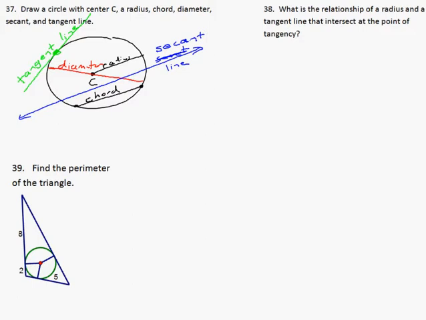What is the relationship of a radius and a tangent line that intersect at the point of tangency? That's something we should actually just know. I'll sketch it out, but here we'll draw a tangent line. It's a little bit off, so let's draw another one so I can do this better. There we go. So there's our tangent line, and we want a radius that intersects that. And what we notice here, what's the relationship? It is perpendicular. So the answer to that is perpendicular. Or you could write intersects at a right angle.